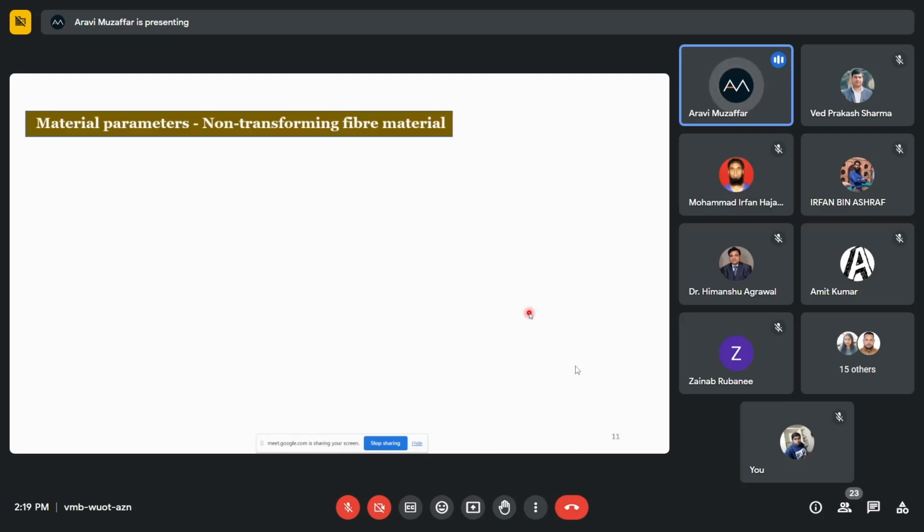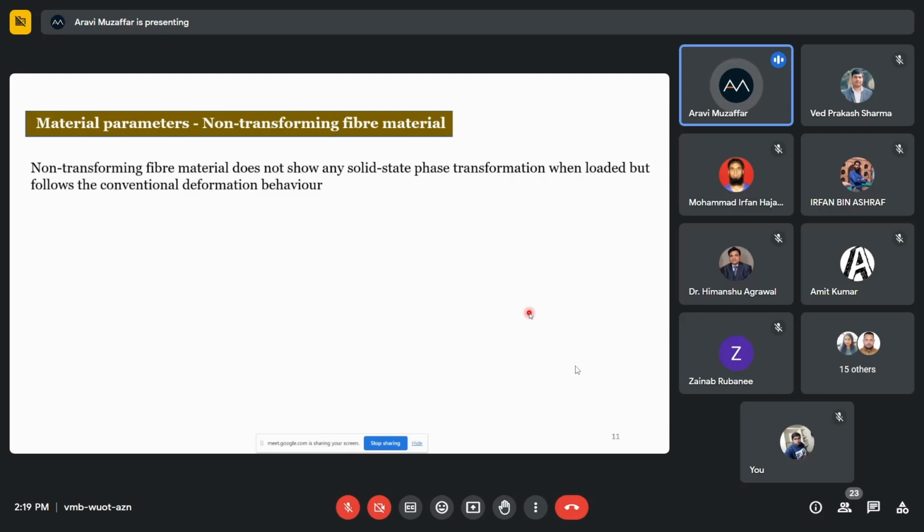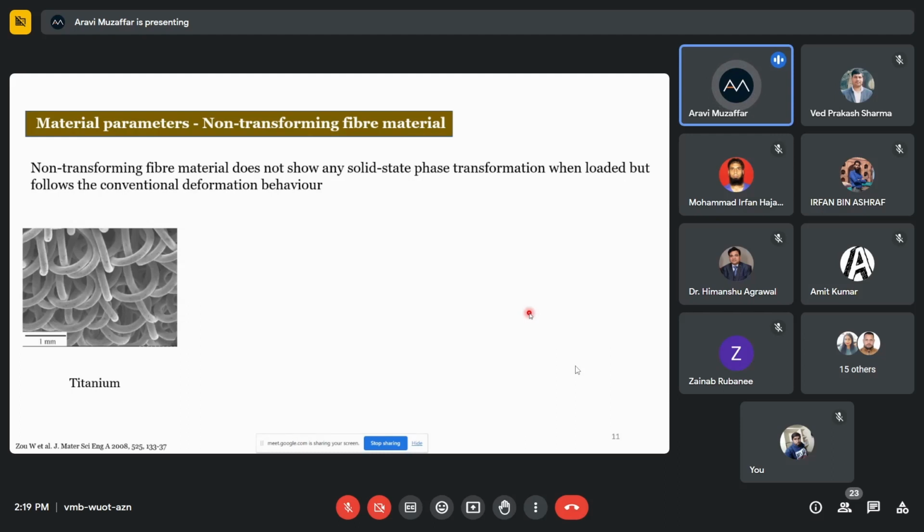Now if we consider the material parameters, as to how they define the properties, as I already told you, they can be generally divided into two broad categories. First are the non-transforming fiber materials. These are the fiber materials that do not show any solid state phase transformation whenever they are loaded. So they follow the conventional deformation behavior, meaning when we are loading them in a tensile manner, they will elastically deform. After that, they will strain harden, and finally necking will take place and the failure will take place. This is the conventional deformation behavior of non-transforming fiber materials.